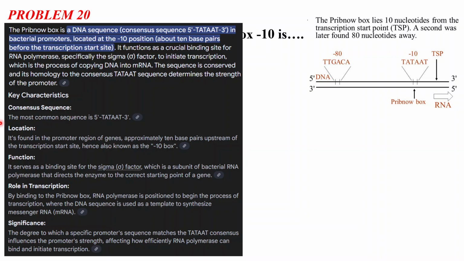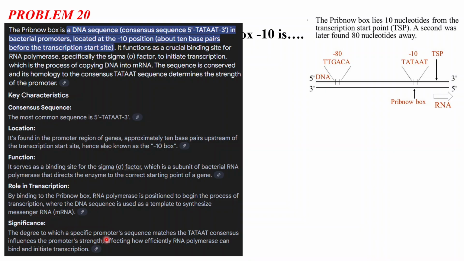The consensus sequence, the most common sequence, is 5' TATAAT 3'. It is found in the promoter region of genes, approximately 10 base pairs upstream of the transcription start point, hence known as the -10 box. It serves as a binding site for the sigma factor, which is a subunit of bacterial RNA polymerase that directs the enzyme to the correct starting point of the gene. Role in transcription: by binding to the Pribnow box, RNA polymerase is positioned to begin the process of transcription, where the DNA sequence is used as a template to synthesize the messenger RNA or mRNA.